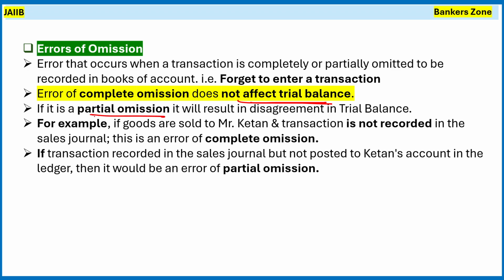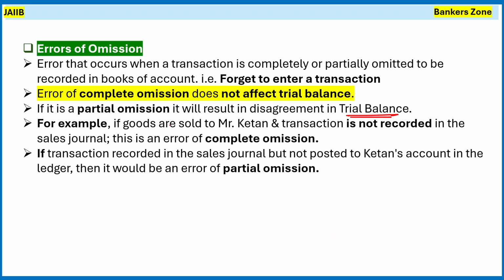So a partial omission obviously results in a disagreement in the trial balance. Partial entry being done means what? See, here is debit, here is credit, but you only entered one leg, the debit. So obviously the credit will be short, right? In that way, partial omission will result in disagreement of the trial balance.